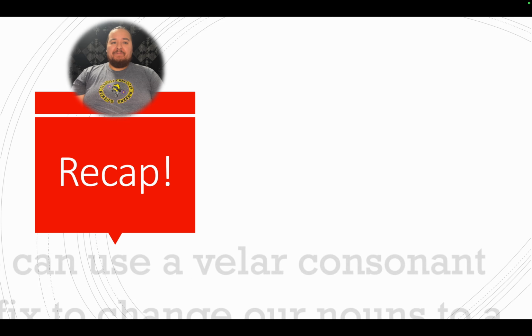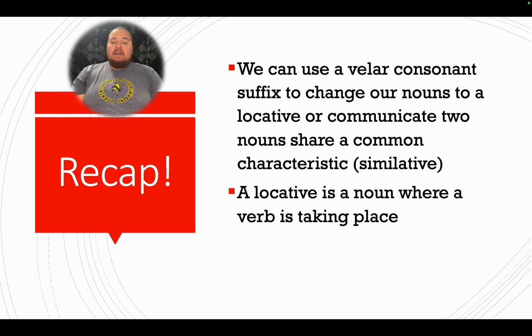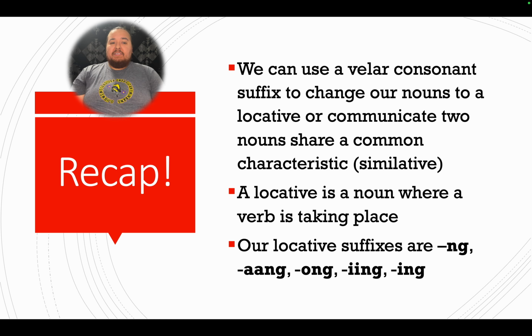So recap. We can use our velar consonant suffix to change our nouns to a locative or communicate two nouns share a common characteristic, simulative. A locative is a noun where a verb is taking place. Our locative suffixes are ng, aang, ong, iing, and ing.